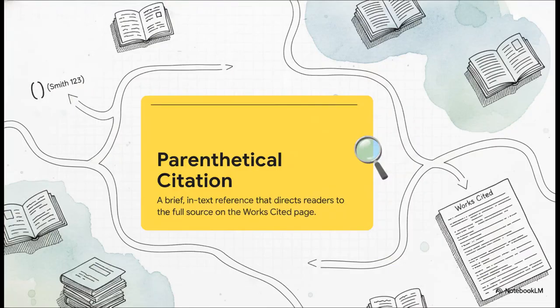So, your main tool for this is called the parenthetical citation. It sounds a little fancy, but it's really just a short note you pop right into your text. Its only job is to be a little signpost pointing your reader to the full source information back on your works cited page. It's the essential link between your claim and your proof.